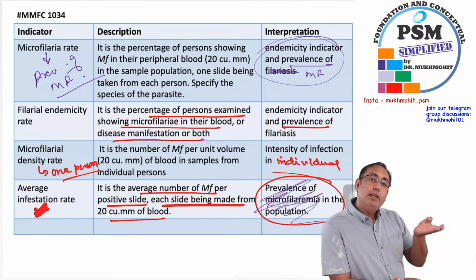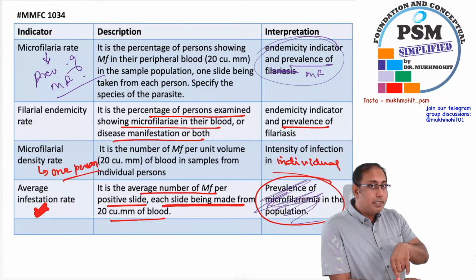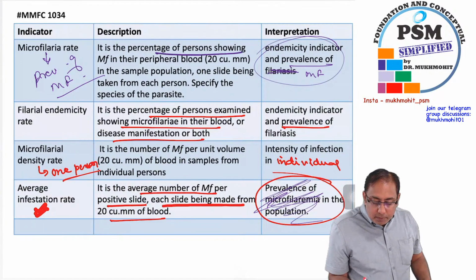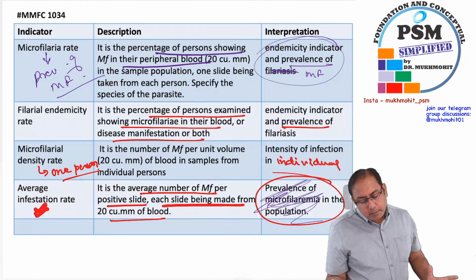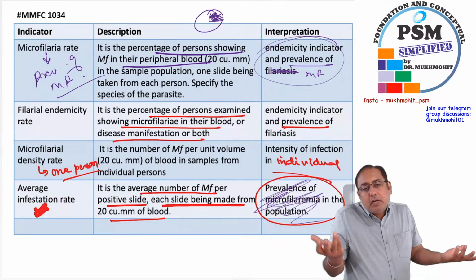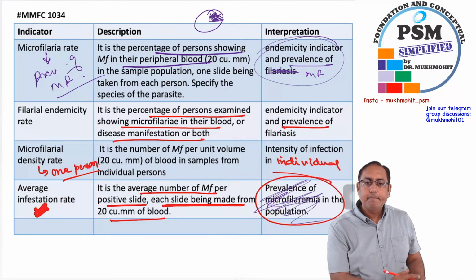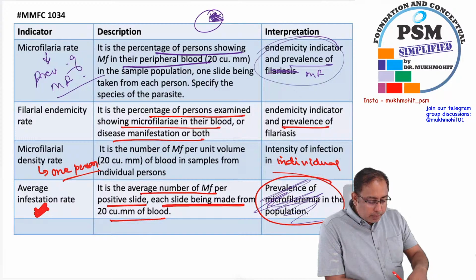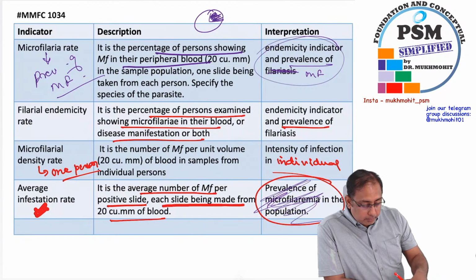But burden of microfilaria in one person is given by the density rate. Microfilaria rate will tell you how many percentage of people showing microfilaria in the blood. Simple. So if this is the total population, out of them these many people have microfilaria, so that is the microfilaria rate. Okay, did you get this? Microfilaria rate, prevalence of microfilaria in the area, right? Okay.